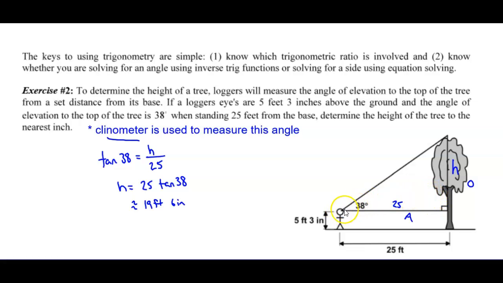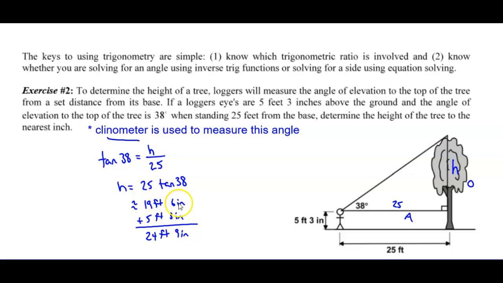So since this angle measurement was from the person's eyes, we have to account for his height from his eyes. So we need to add on that 5 feet 3 inches. And that's going to give me 24 feet 9 inches.